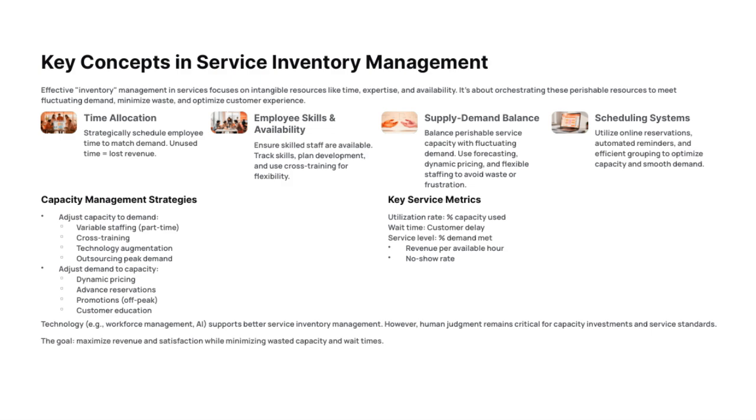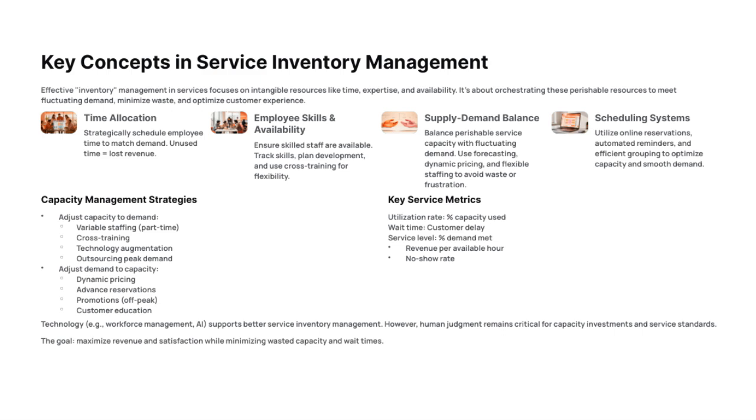Let's talk about some key service metrics. The utilization rate indicates the percentage of capacity we're actually using. Wait time measures how long customers are waiting, and the service level shows the percentage of demand we're able to meet. We also look at revenue per available hour, no-show rates, and other important indicators.